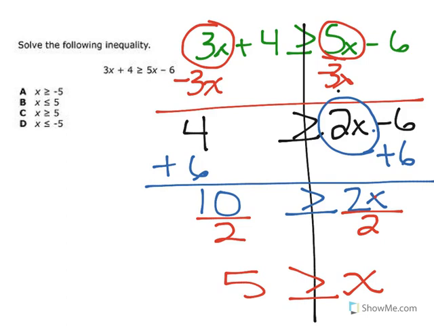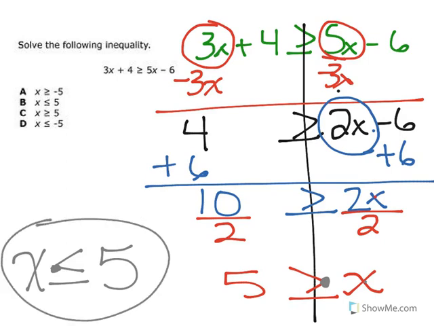Now, I know I have less than or equal to, but right now it looks greater than or equal to. So what I do is I turn my paper around and I rewrite it where x is on the left, the 5 is on the right, and the little point is facing the x. So that means my point faces the x. And the only answer choice to that is B.